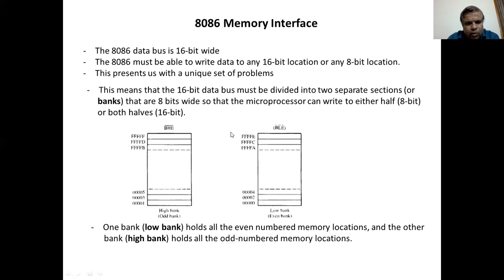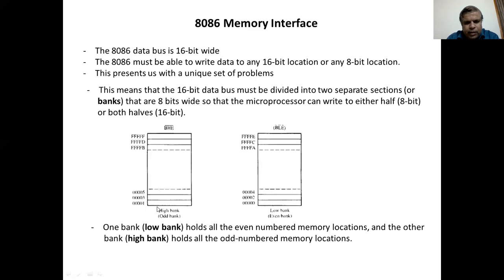If you refer to the diagram now, 1 megabyte of memory is divided into 2 8-bit memory banks, each of 512 kilobytes in size. See here, the low bank is nothing but the even bank, so it holds all the even numbered memory locations. See, memory starts from 50 and memory ends at 5F. So it holds even numbered memory locations. See, start from 0, the next address is 2, the next address is 4. So all are even numbered in the even bank.